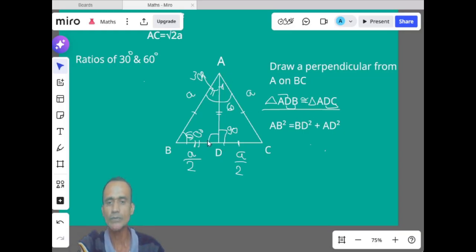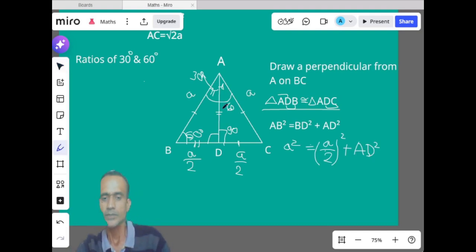Why do we want to find the value of AD? Because we want to find out the values of various trigonometric ratios, and for that we should have the values of these three sides. Then we can find all the trigonometric ratios: sine, cos, tan, and their reciprocals. So we input these values in this equation.